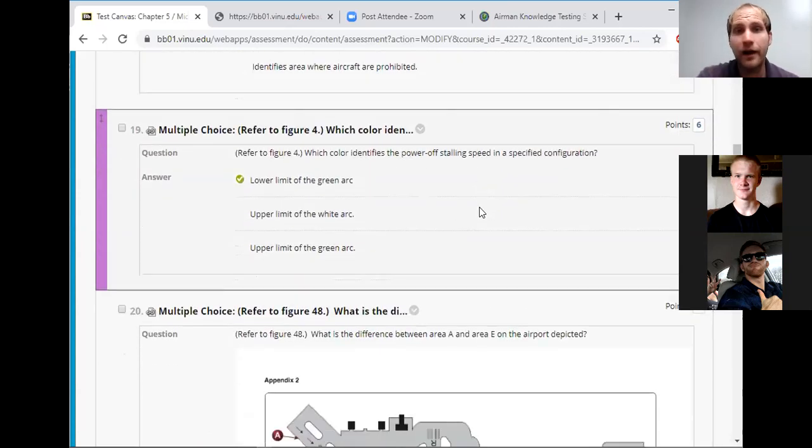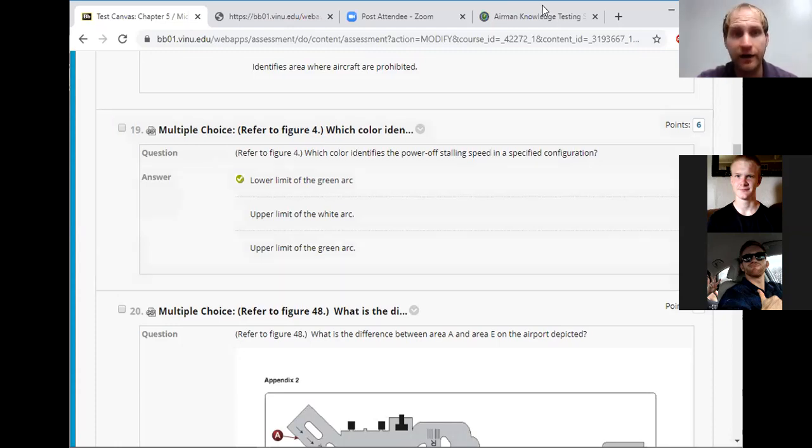All right, here is a question from chapter 2, our flight instruments. Figure 4, which color identifies the power off stalling speed in a specified configuration? So we're looking for power off stalling speed, figure 4.